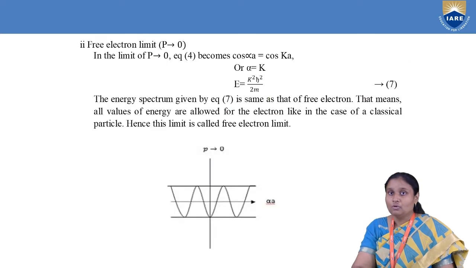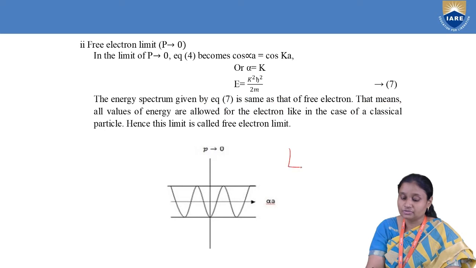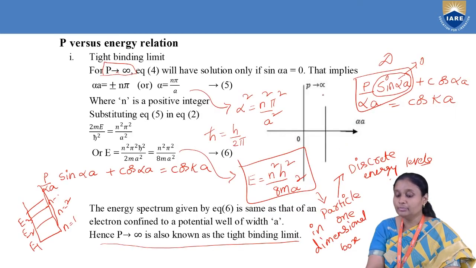Now what happens when there is no potential barrier strength? There is no potential barrier. So I think this is our figure for when P tends to infinity.